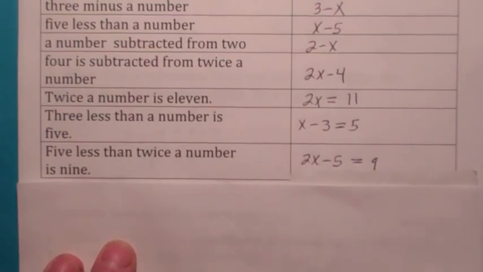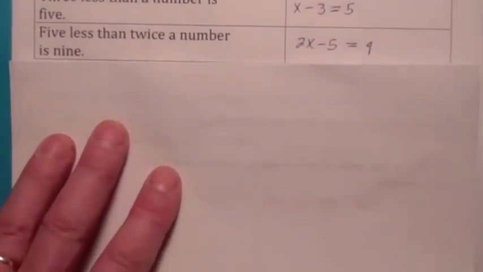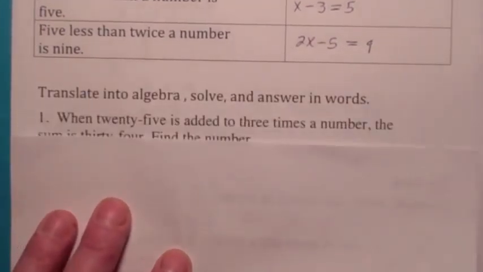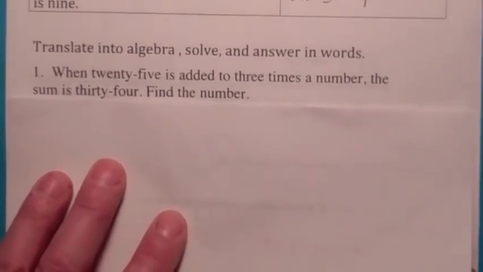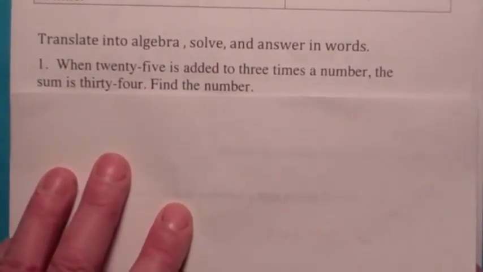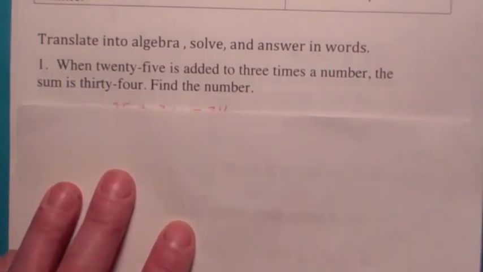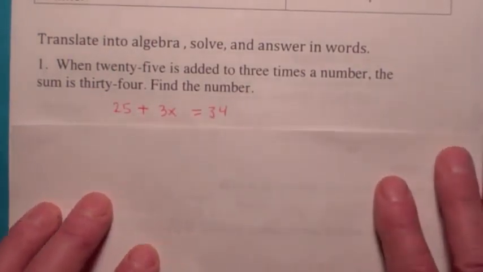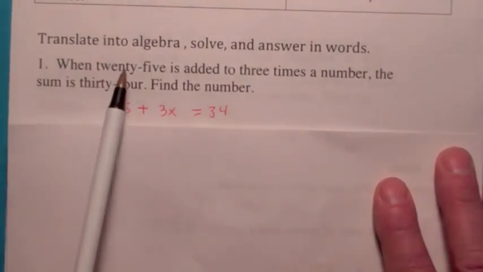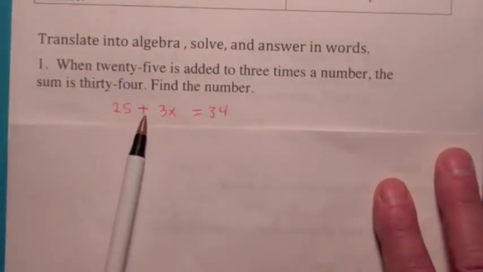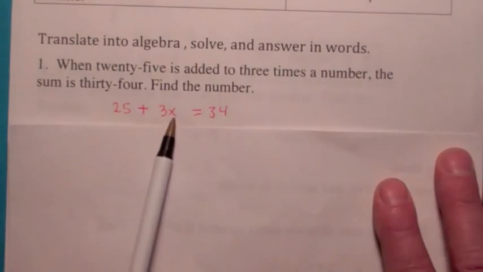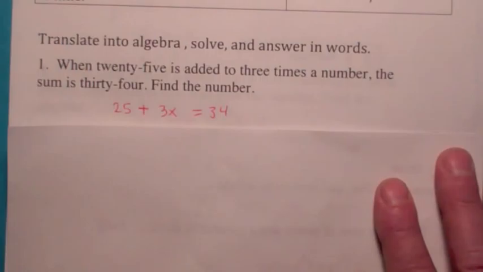Alright, so what we're going to do here, in the homework, you see an English sentence. You're going to translate that into an algebraic equation, which is an algebraic sentence, solve it, and then answer in words. Alright, so if you read this very carefully, it says, when 25 is added to 3 times a number, the result is 34. So this is what this says in algebra.